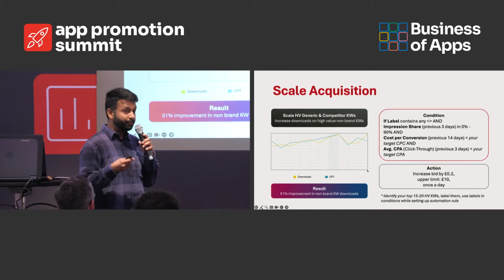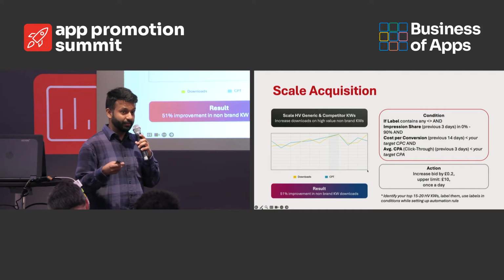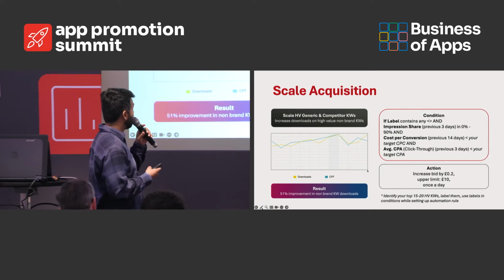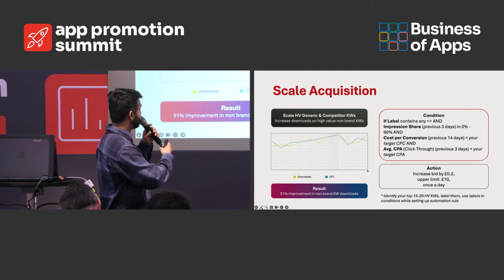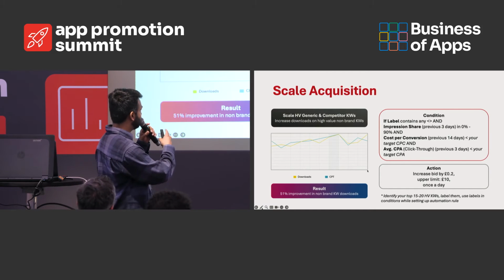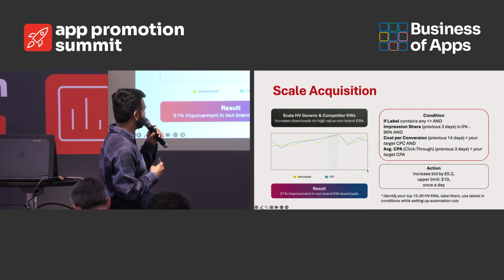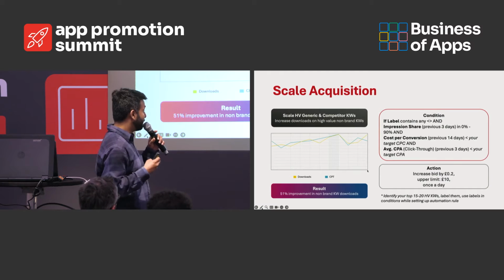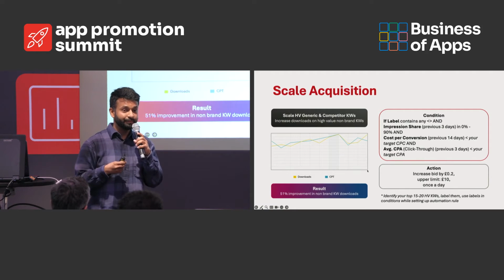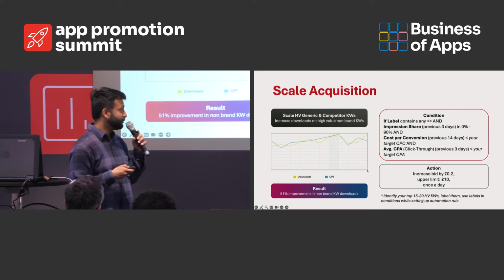This rule has helped me scale non-brand keywords really well, high-value non-brand keywords. And as you can see in the chart, after applying this rule, I have seen a steady increase in downloads. The yellow line is the downloads, and the blue line shows my cost per tap. And I saw a 51% improvement in my non-brand high-value keywords by implementing this rule.